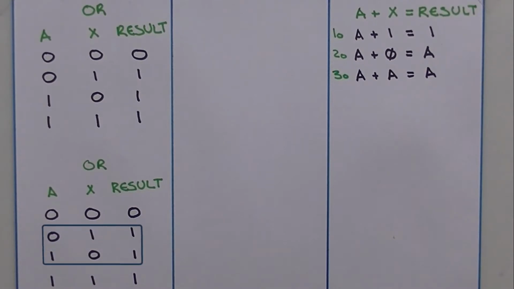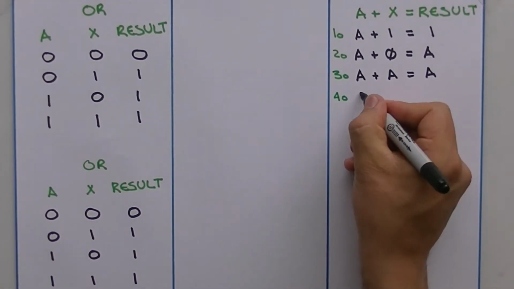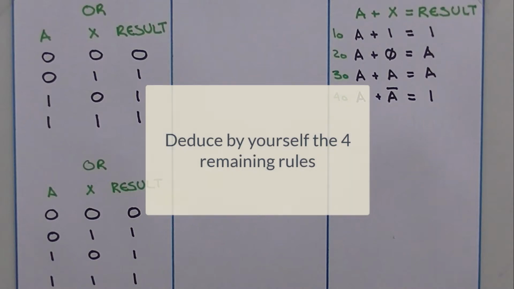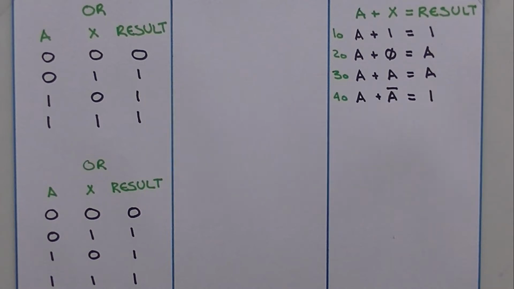Besides, observing the second and third rows, we can say that 0 plus its complement is 1, and 1 plus its opposite is also 1. Therefore, the fourth rule states that a plus its complement is always 1. Pause the video and deduce by yourself the 4 remaining rules, using a similar argumentation but with the AND truth table. Now let's examine the 4 rules that are derived from the AND operation.